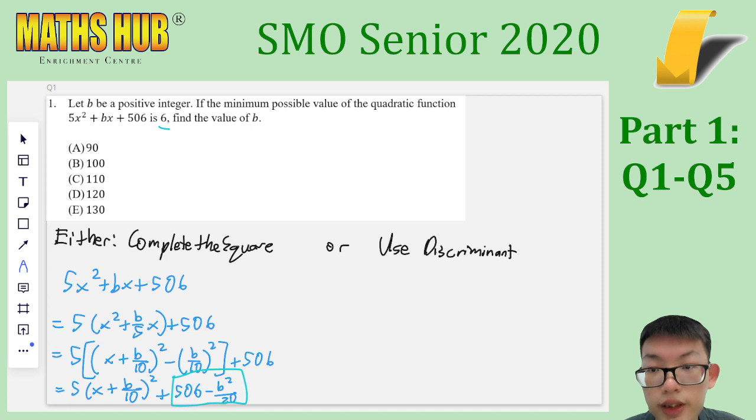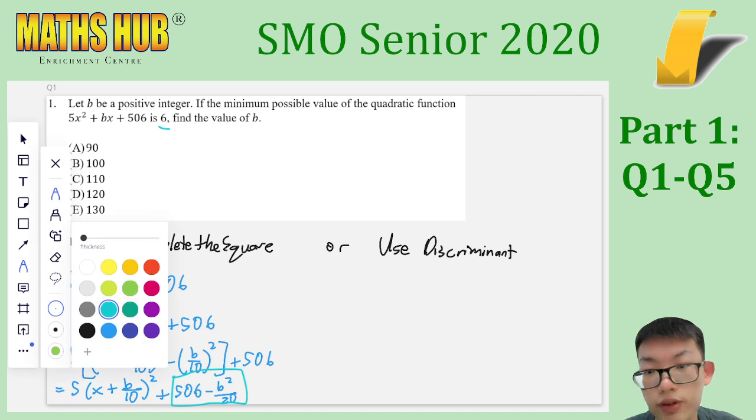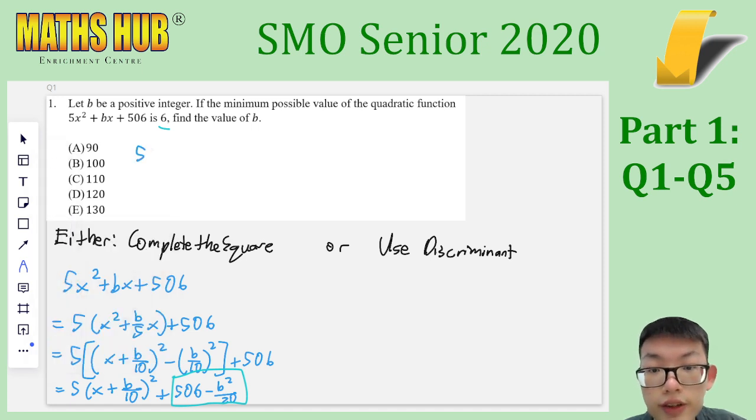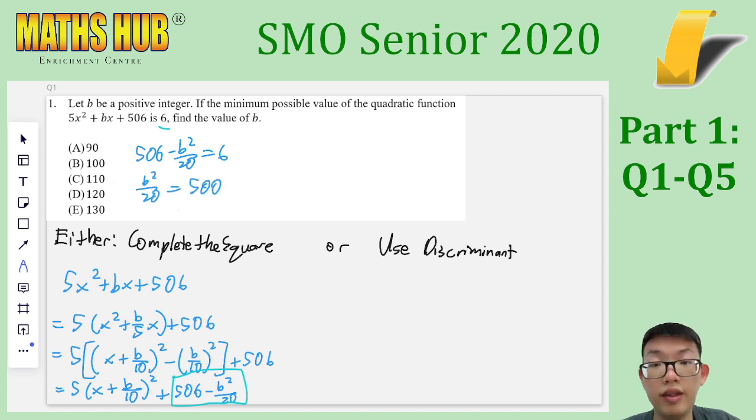So if we just simply solve it in the usual way, this only takes us a moment. 506 minus b squared over 20 equals 6. So b squared over 20 equals 500, and it is fairly clear that it would give us b equals 100. That's option B.